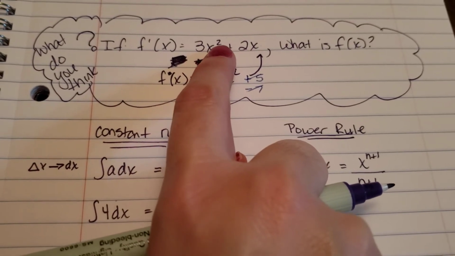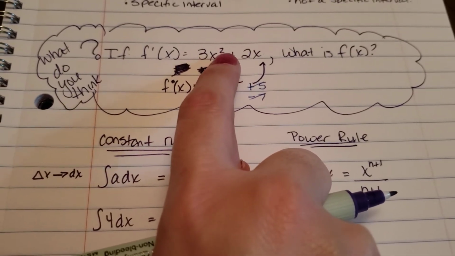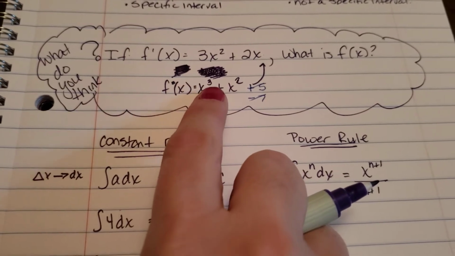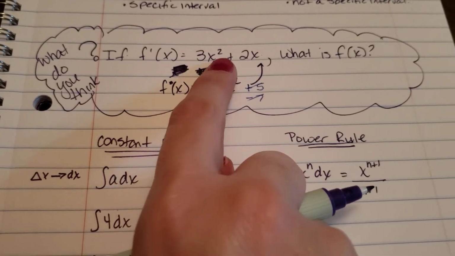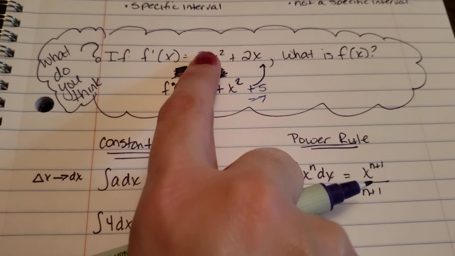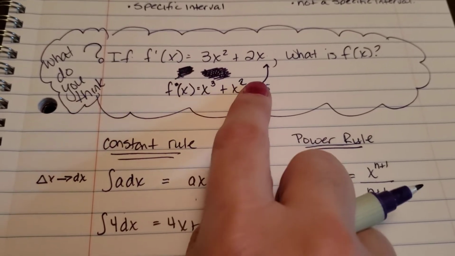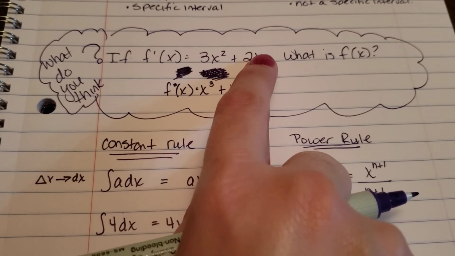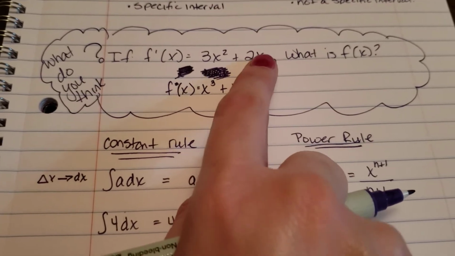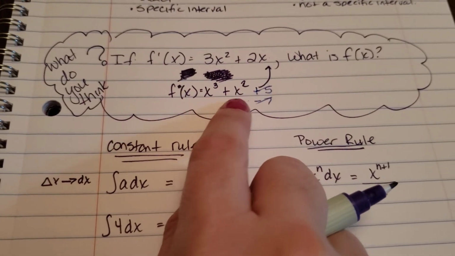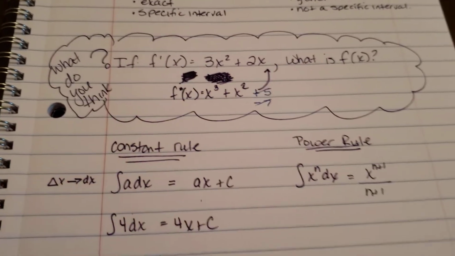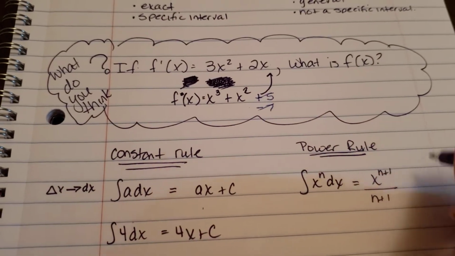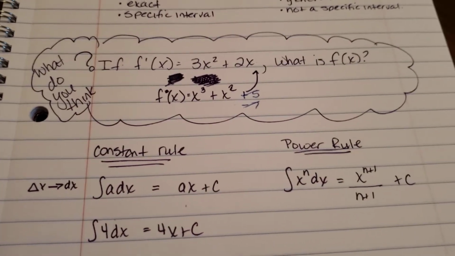We took x to the second power, we did 2 plus 1 and gave it a 3 exponent. We divided by 3, which canceled out. Over here, we did the same thing. We took an invisible 1 exponent, we added 1 to it and got 2, divided by 2. And then, of course, plus c.